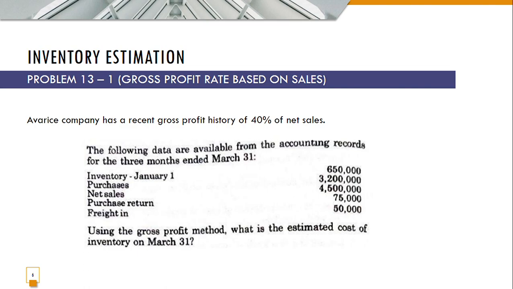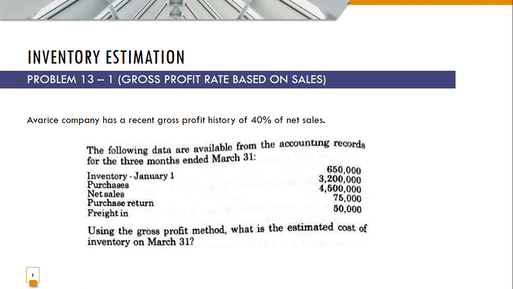So let's take an example. Let's do problem 13-1. Here, the gross profit rate is based on sales. Average company has a recent gross profit history of 40% of net sales. So you're given the following data.